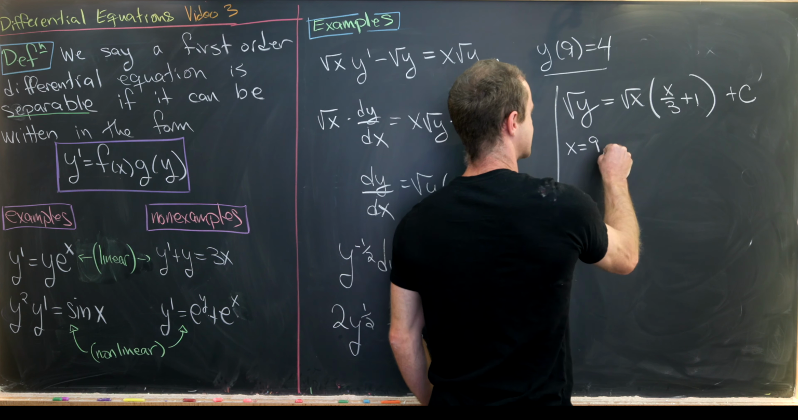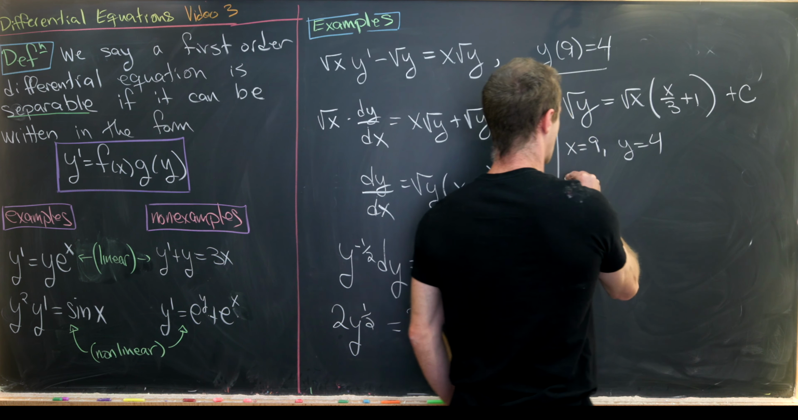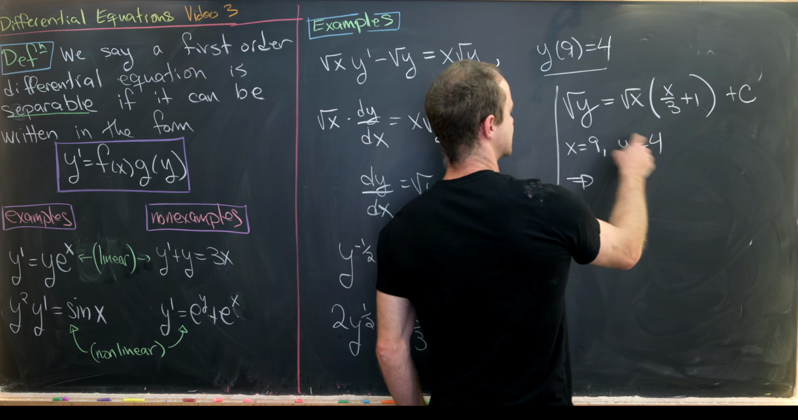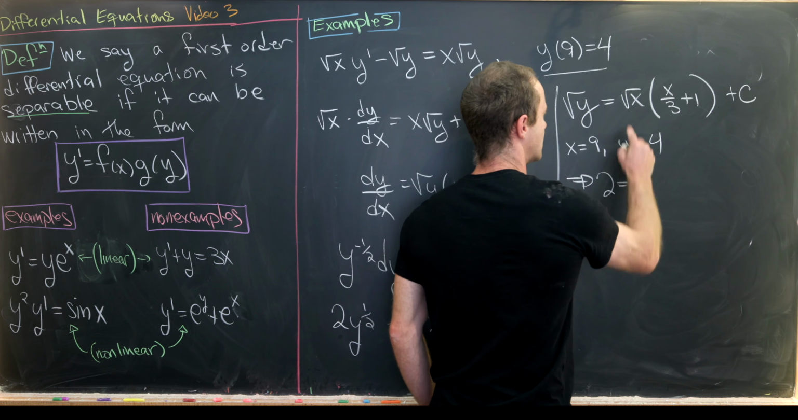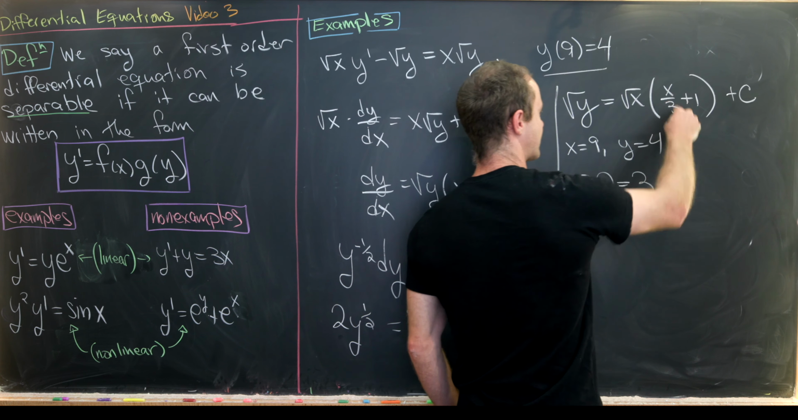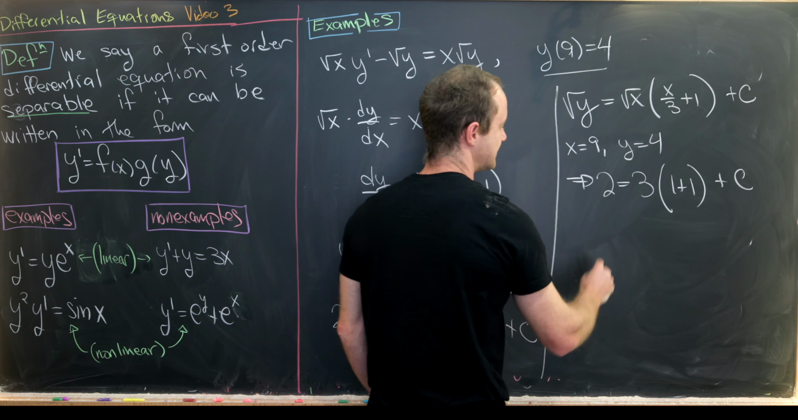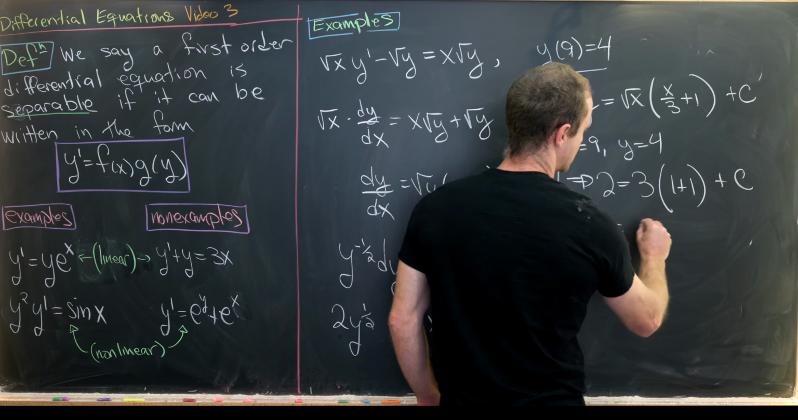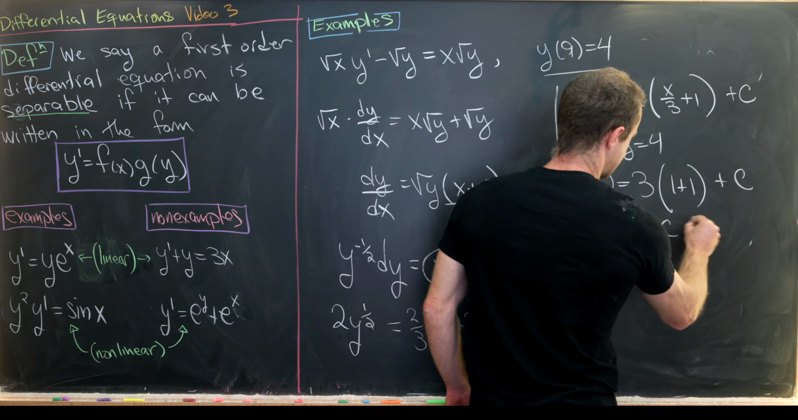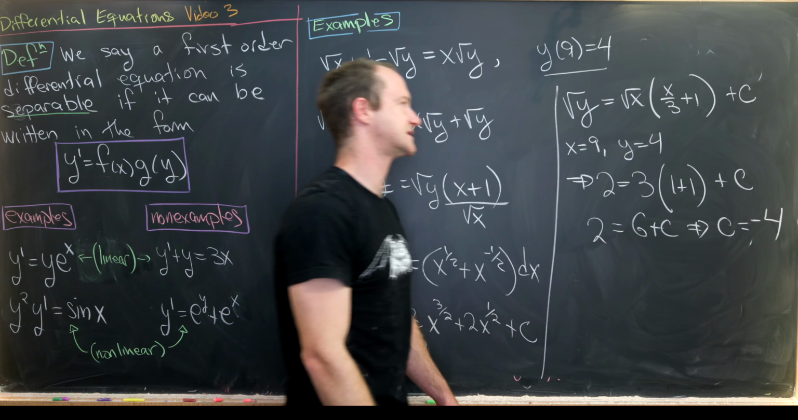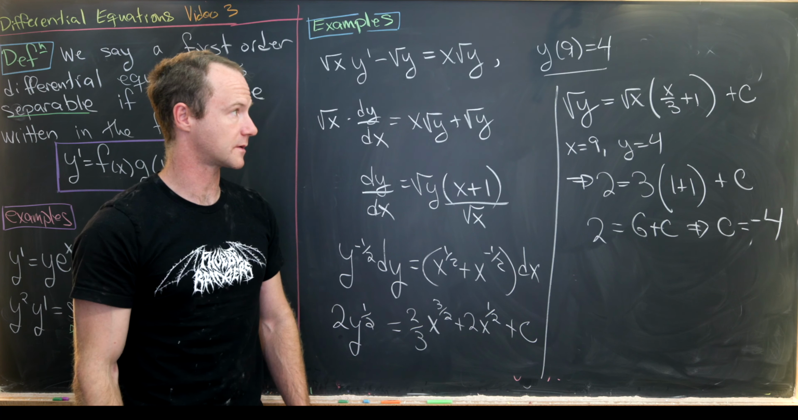So let's see, x equals 9, y equals 4. That's going to give us an equation for c, hopefully. So let's see, the square root of 4 is 2 equals the square root of 9 is 3, 3 over 3 is 1, plus a constant. So let's see, we have 2 equals 6 plus a constant. What does that mean that constant is? I believe that means the constant is -4.